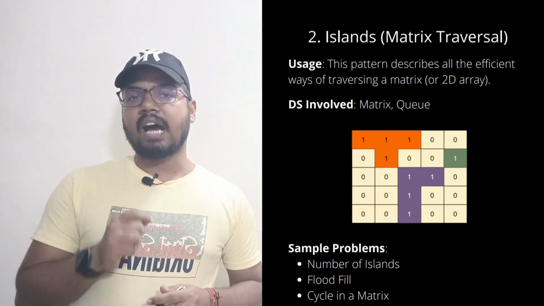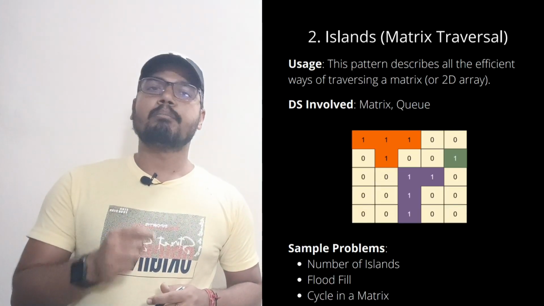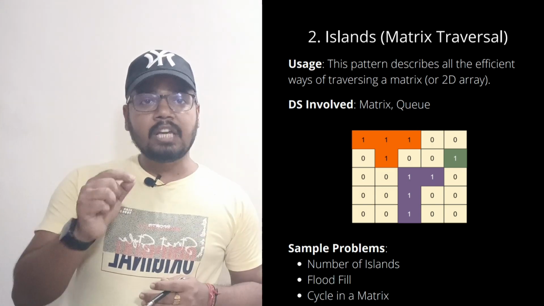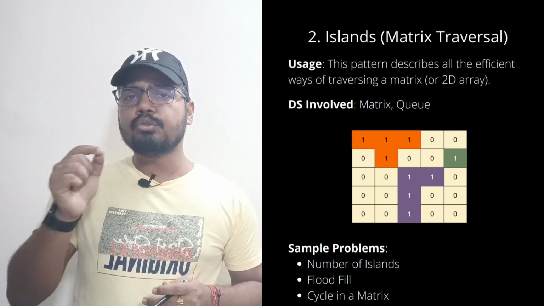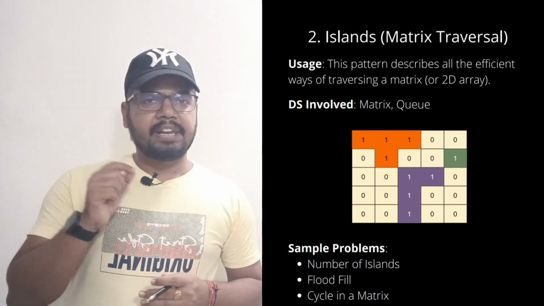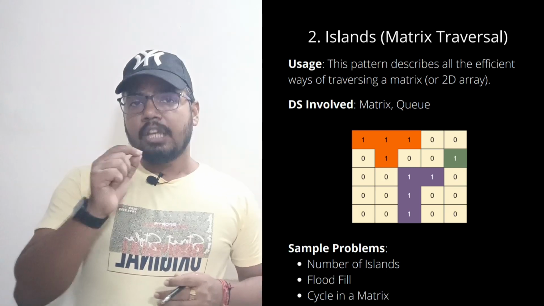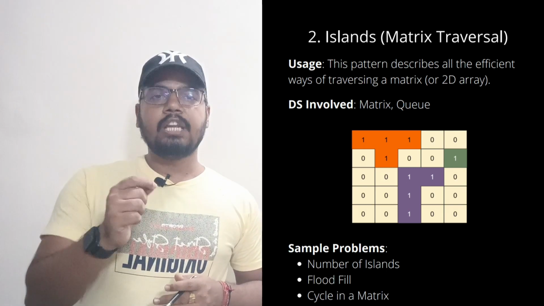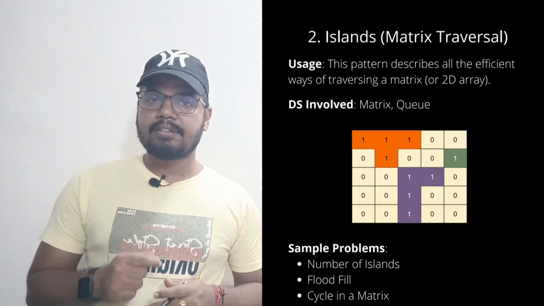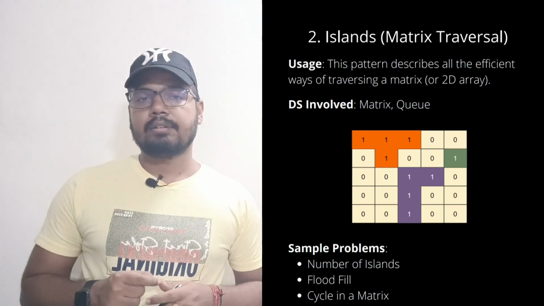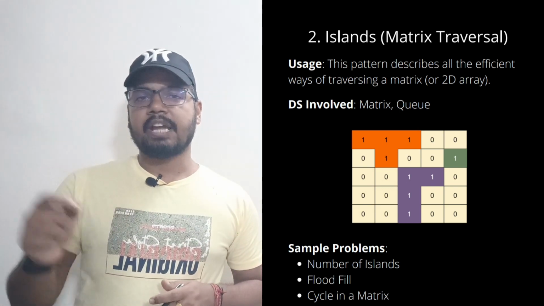The second pattern is island, which is matrix traversal. Whenever we need to traverse a matrix in an efficient way, we use this technique. Matrix and queue data structures are used for this technique. For example, if we need to find the number of islands, flood fill, or a cycle in a matrix, we will use this technique.